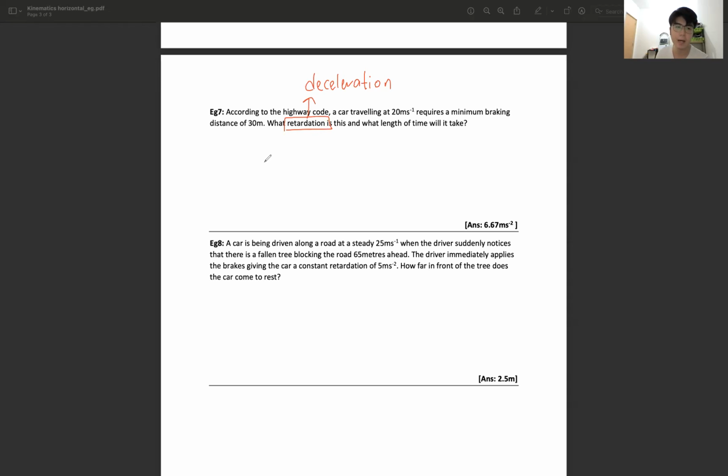That means if the car was to brake, initially it is here, traveling at 20 meters per second. And the braking distance, if it's 30 meters, okay, how much time it needs? So that means that you need to find the t, and also the acceleration, because the question is asking for the deceleration.